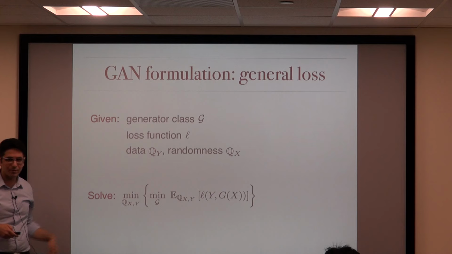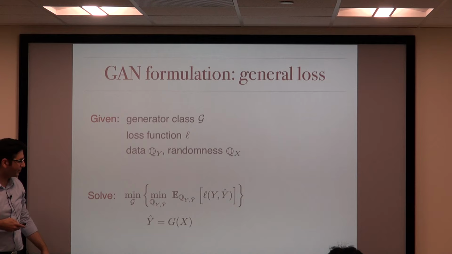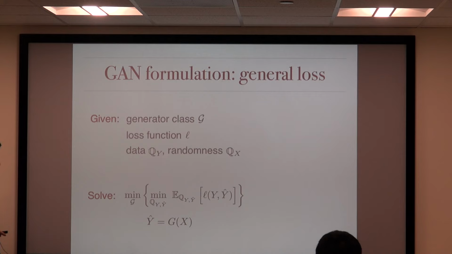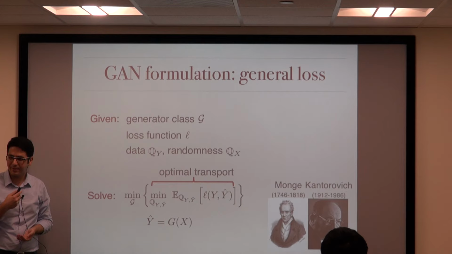You can switch between the two mins, and I define g of x as y hat, just to simplify notation. So y hat is g of x, and this becomes this optimization. Something interesting is happening here: this inner optimization becomes the optimal transport distance between the distribution y that I have observed and the distribution y hat that I am generating.